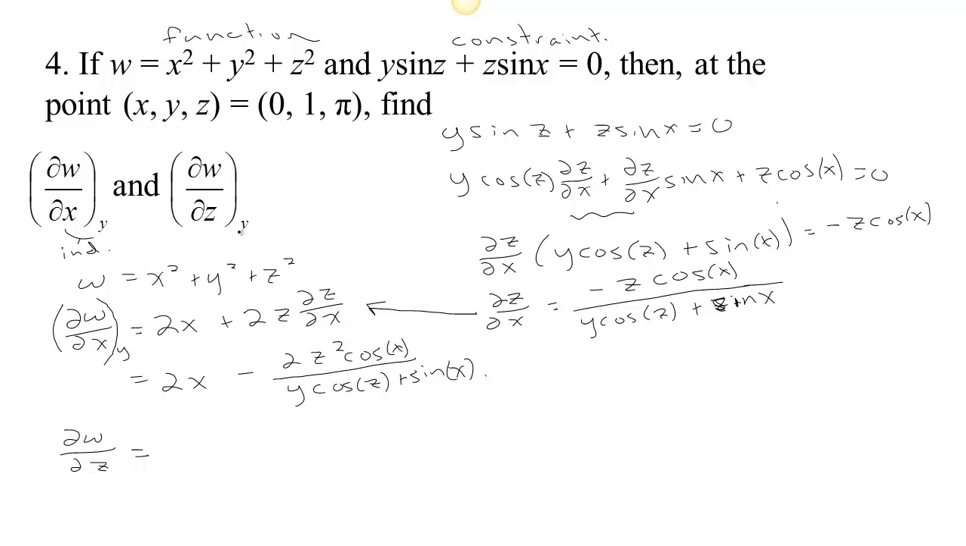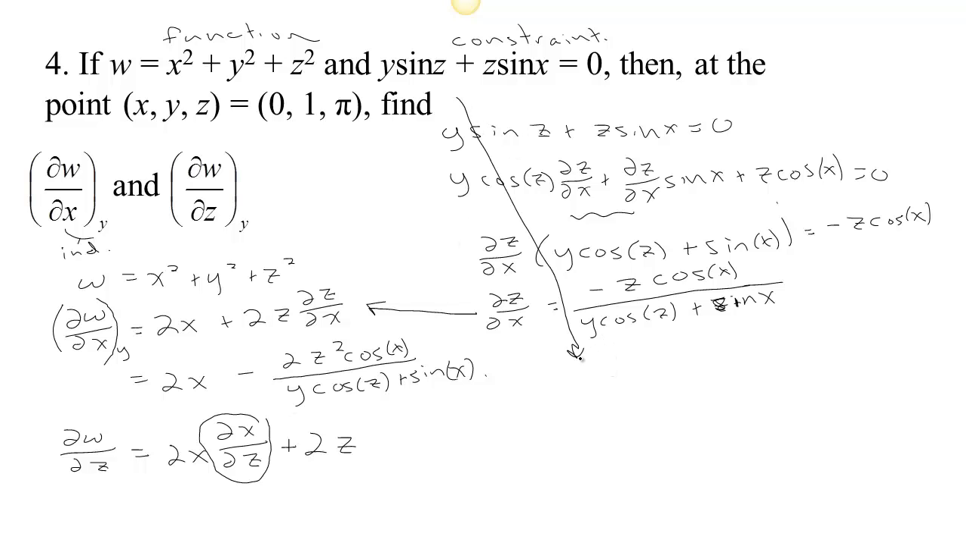Since z and y are independent, x is dependent, so we get 2x times the rate of change of x with respect to z. X does depend on z, that's why we get the dx dz. But y is independent, so that derivative is 0, and the derivative of z squared with respect to z is 2z. Now we need to pick up whatever dx dz is so that we can substitute in, and we can use the constraint to do that.